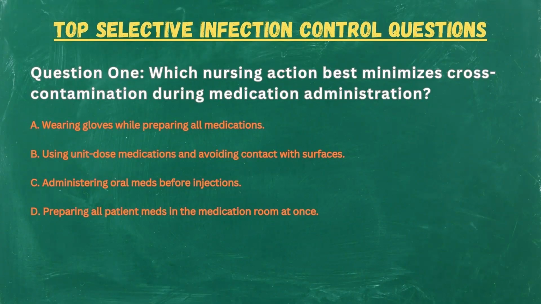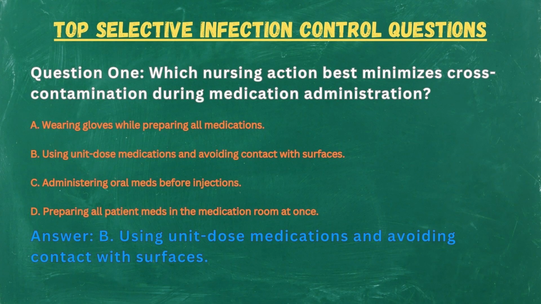Question 1. Which nursing action best minimizes cross-contamination during medication administration? A. Wearing gloves while preparing all medications. B. Using unit dose medications and avoiding contact with surfaces. C. Administering oral meds before injections. D. Preparing all patient meds in the medication room at once. Answer. B. Using unit dose medications and avoiding contact with surfaces.